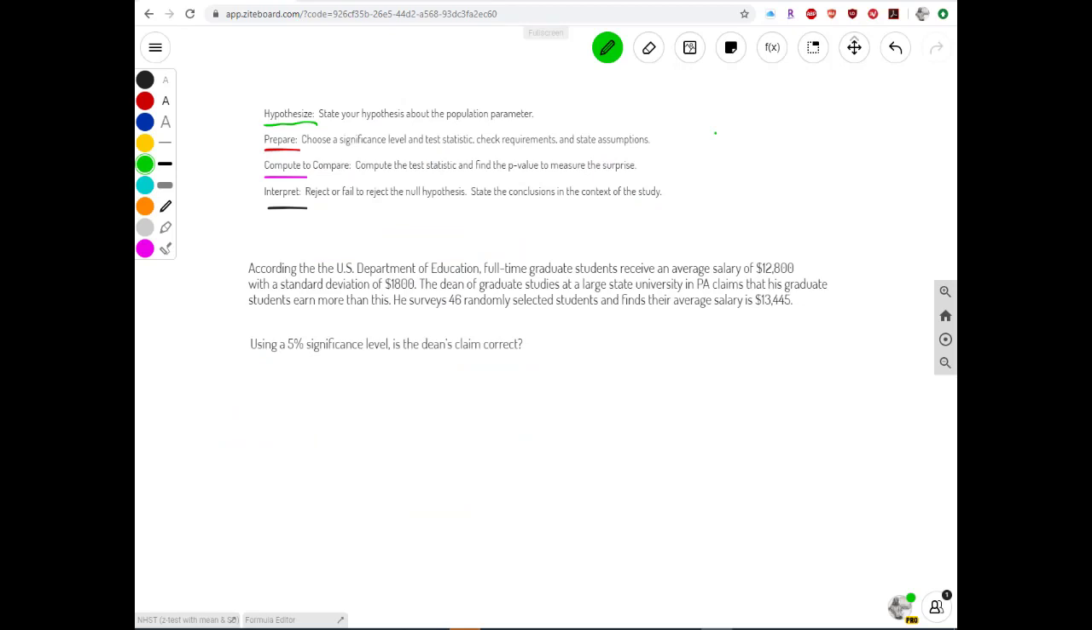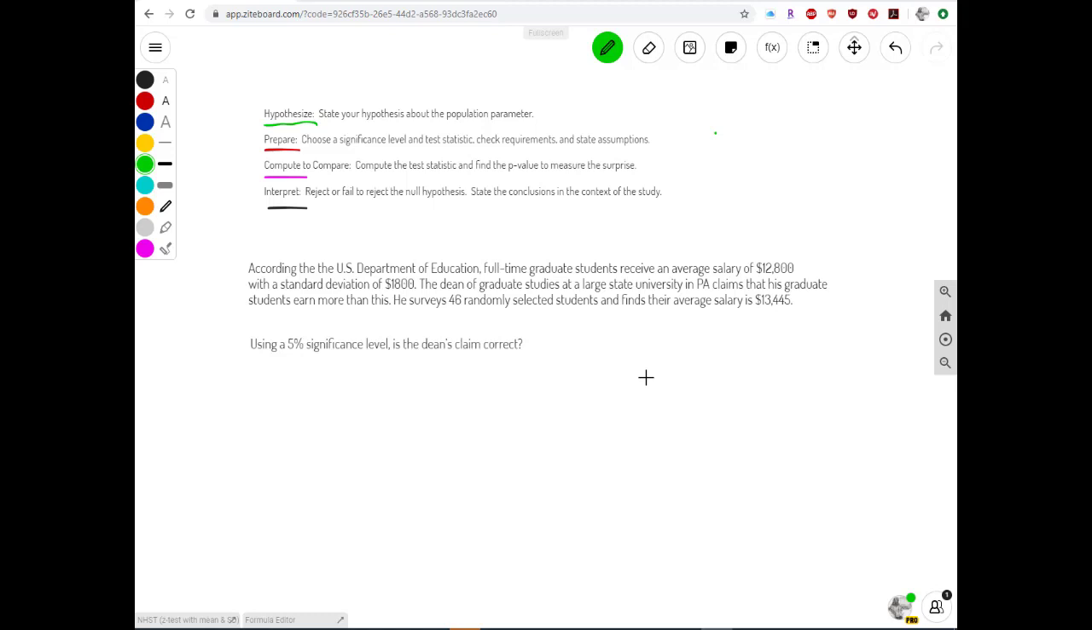Okay, so I came over to Ziteboard and I went ahead and did the same thing as the last video. I put the steps of the hypothesis tests at the very top. And then here I put in the problem that we were working on so that we had it all in one place. Awesome. So let me read the question again. It says, according to the U.S.